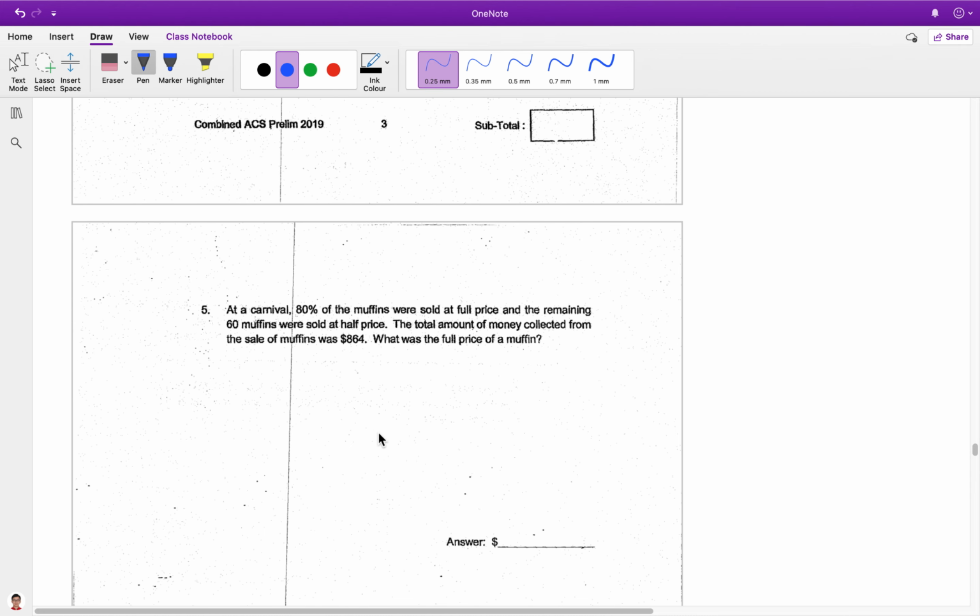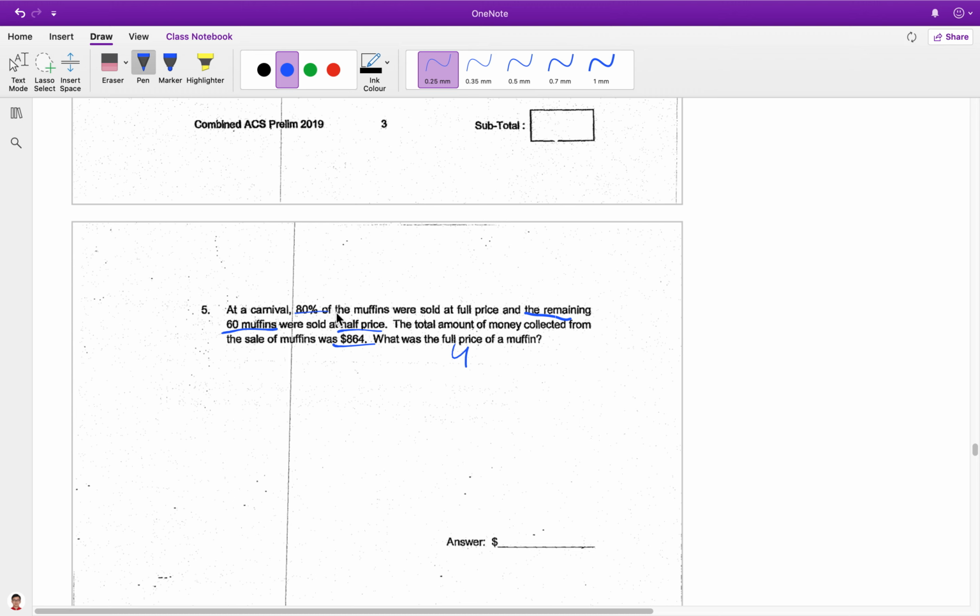Okay, question 5. At Carnival, 80% of the muffins were sold at full price, and the remaining 60 were sold at half price. Then the total amount collected is this one. What is the full price? Well, this one we can assume, right? Assume the full price is U, right? Then the half price, we know, is half U, right?